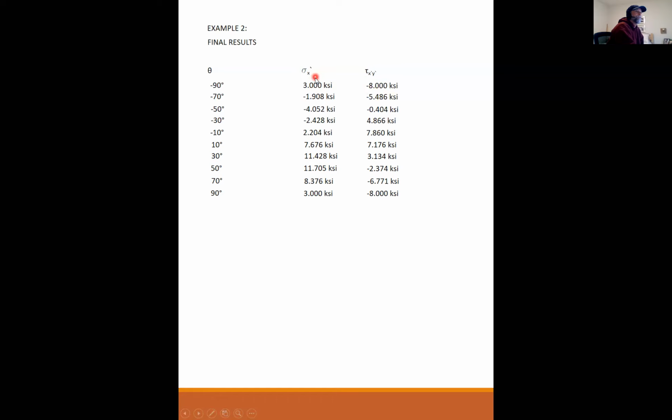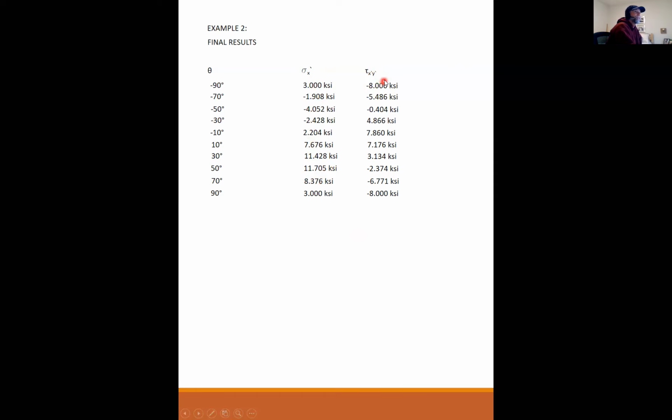As you go through, it kind of is going down, down, to a minimum somewhere around here. Then it starts going up, up, up, up to a maximum somewhere around here, and then down again. So if you were to plot this, you'd see that it's doing a sine wave, going up and down. Same with the shear stress.